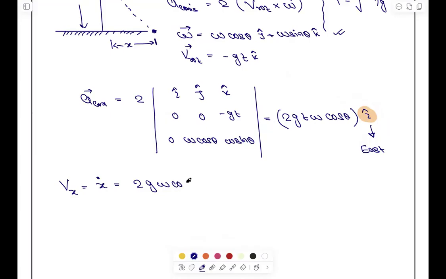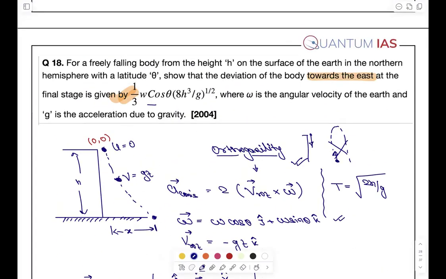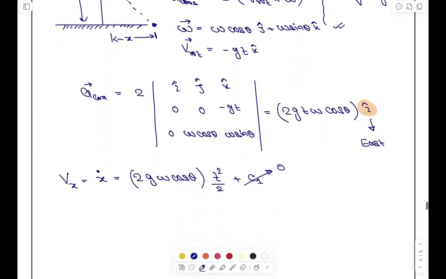2g omega cos theta. We can take this outside and this t will become t square by 2 and plus we will have one constant c1. Now this constant will be 0 because initially I have taken the initial velocity to be 0. So if initial velocity is 0, c1 will be 0 at t equals to 0. And here our x dot will become simply g omega cos theta into t square.